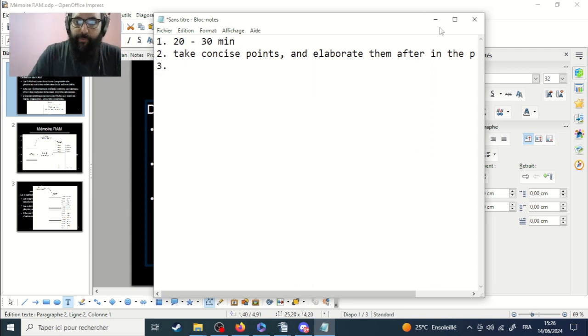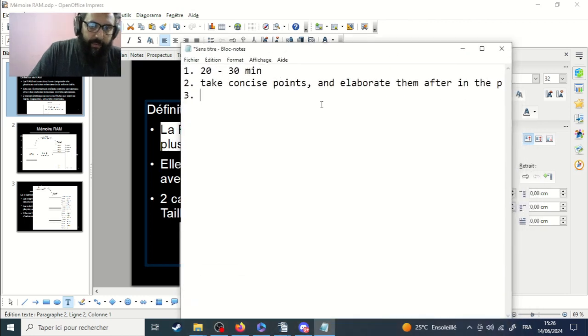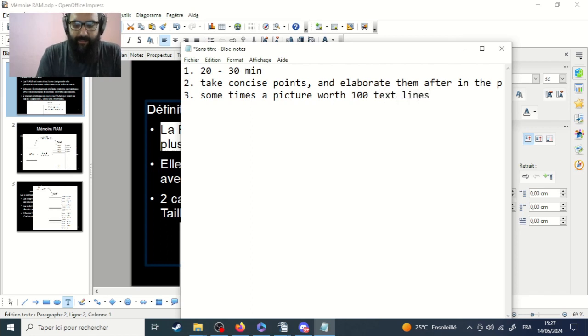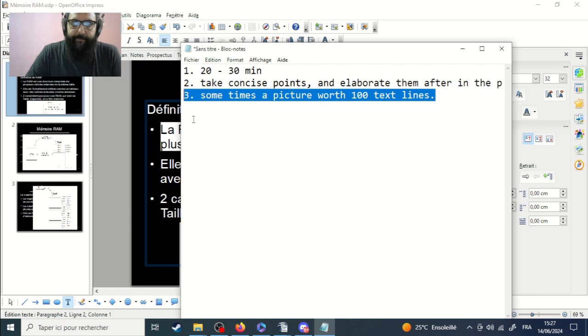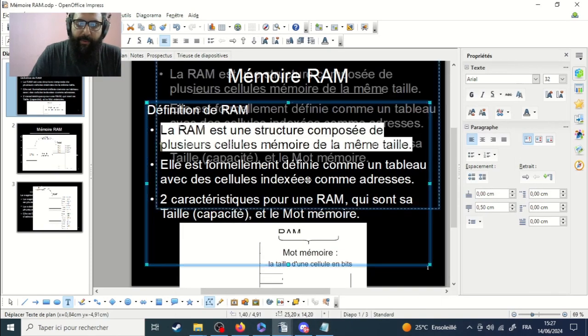This is point two. This is the most important. Sometimes a picture is worth 100 text lines. Sometimes you have to take a picture instead of explaining with 100 text lines. You understand that? Sometimes you have to take only a representation to explain what's happening, like this, for instance.